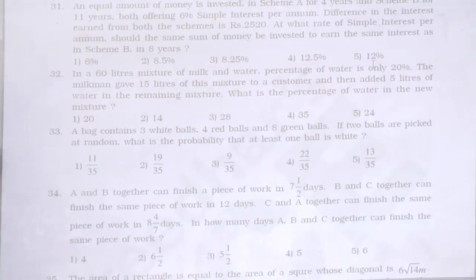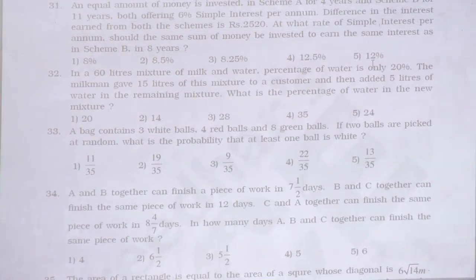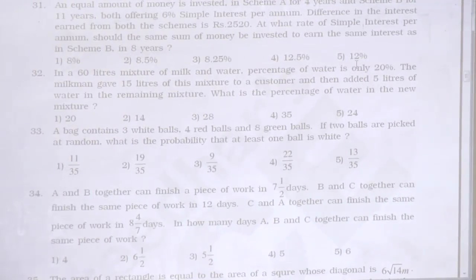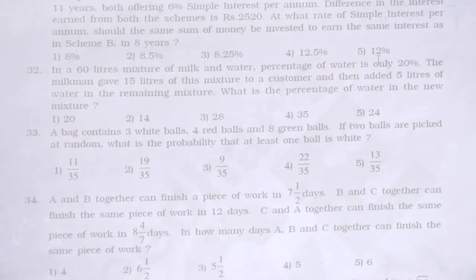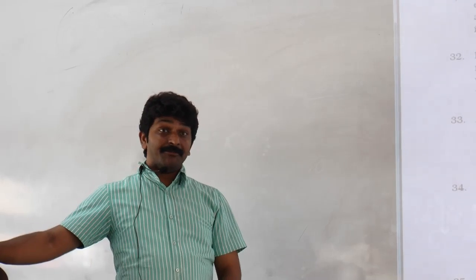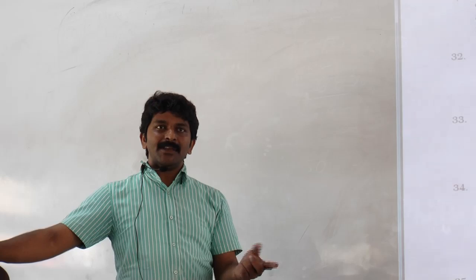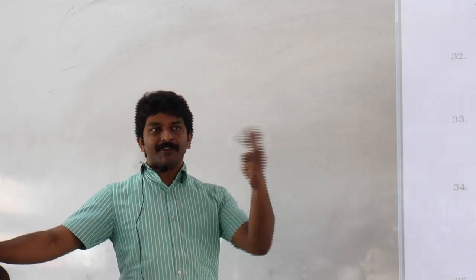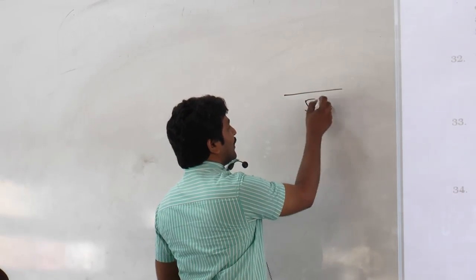In 60 liters of a mixture of milk and water, the percentage of water is 20% only. The milkman gave 15 liters of this mixture to a customer and then added 5 liters of water to the remaining mixture. What is the percentage of water in the new mixture? Initial mixture is 60 liters. How many liters were taken out? 15 liters, 1/4 is taken out. The remaining quantity will be 45. Again you are adding 5 liters of water, so what is the quantity now? 50. Now you are asked about water percentage.